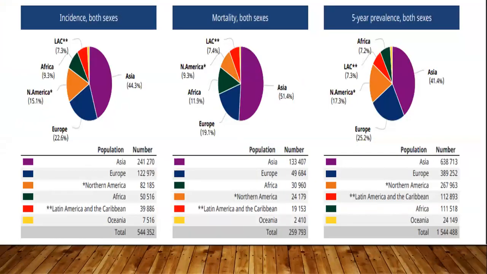In terms of incidence, you can see globally, Africa, we are at 9.3%, and you can see Asia is around 44.3%, Europe 22.6%, and North America 15.1%. And in terms of mortality, Asia is still leading at around 51.4%, and Africa, you can see we are at 11.9%. In terms of the five-year prevalence rates, Africa, we are at 7.2%, and you can see Asia is still leading at around 41.4%. So these statistics show the kind of impact that the disease has globally.